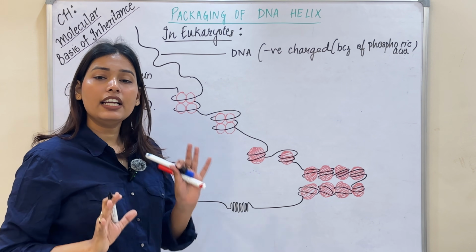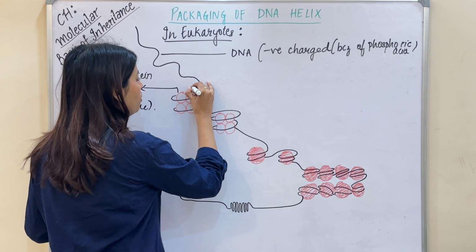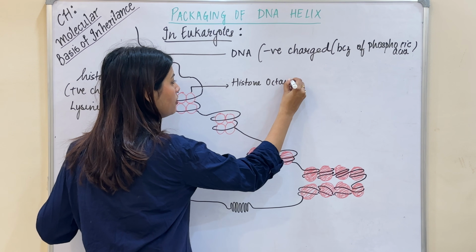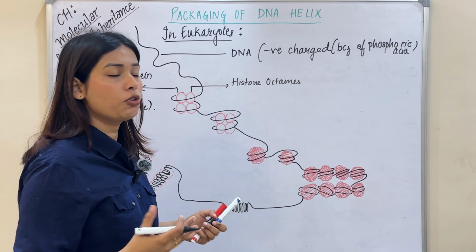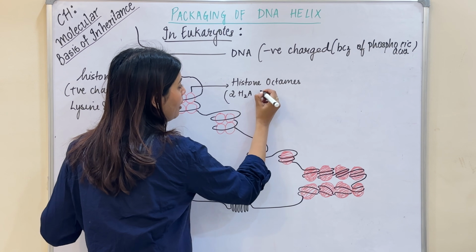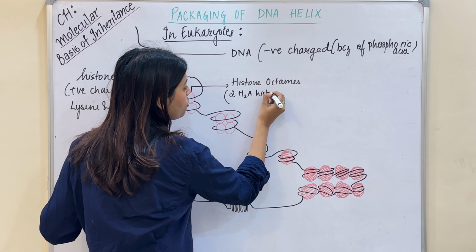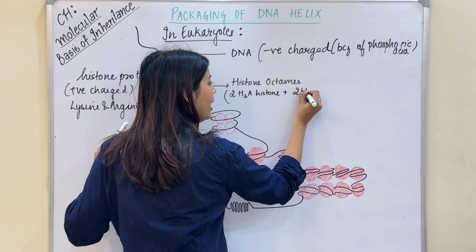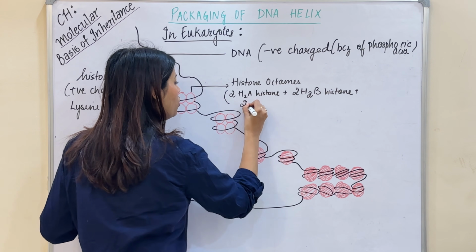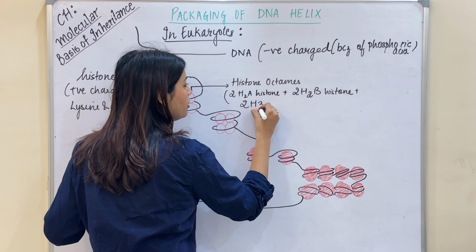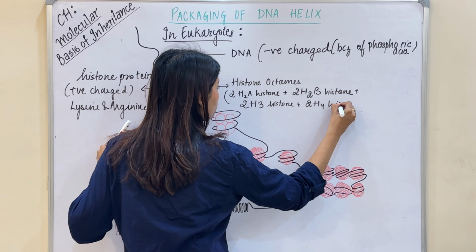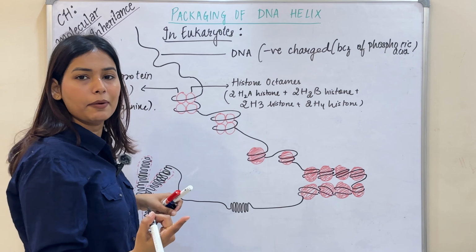So in total there are 8 histone proteins present, so it forms a histone octamer. And how many types of histone proteins are present? 2 H2A histone proteins, 2 H2B histone proteins, and then 2 H3 histones, and 2 H4 histone proteins. So it forms a histone octamer.